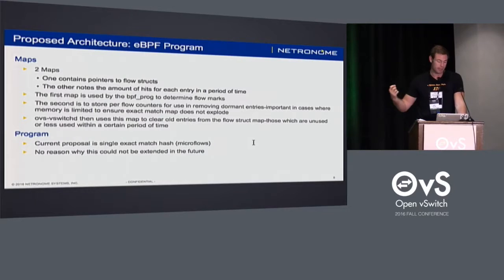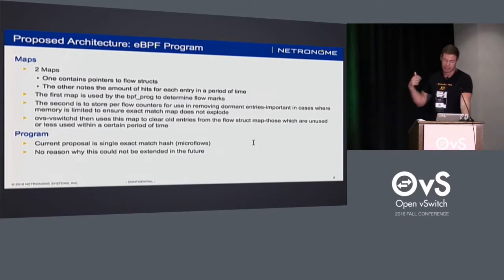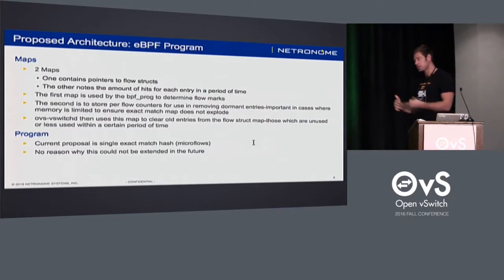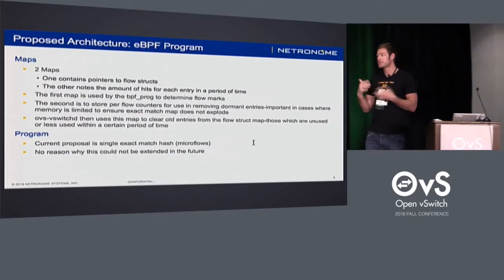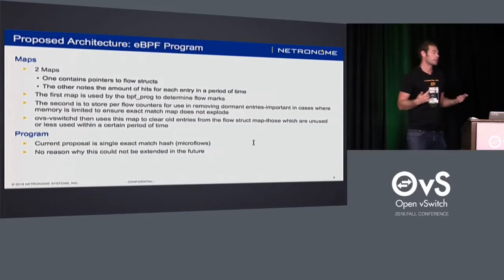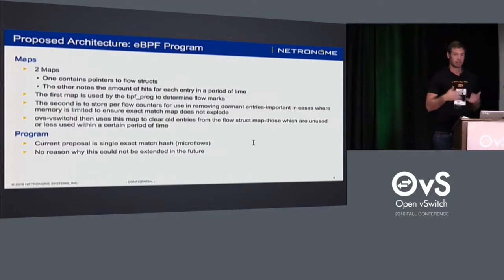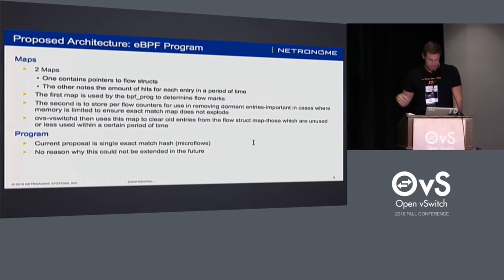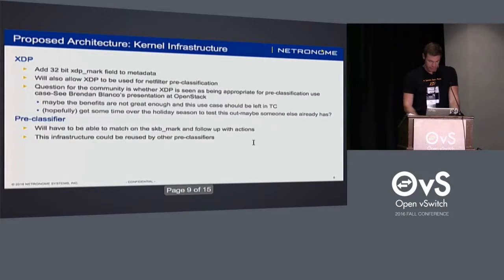So the current proposal would just be a single exact match hash, and this could obviously be extended in the future. We could add some wildcarding in here. It just depends where the community would want to take this. If this is something people find interesting, we can take that further and discuss it in much more detail. That's pretty much the OVS program.